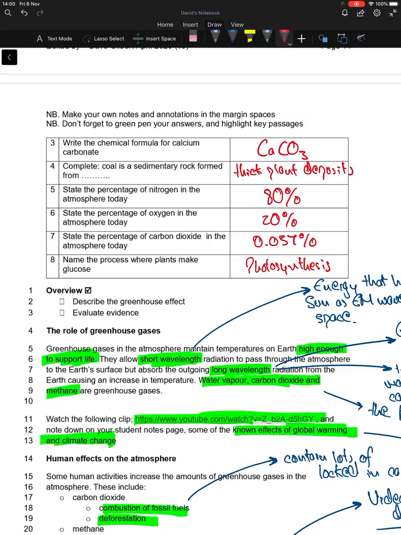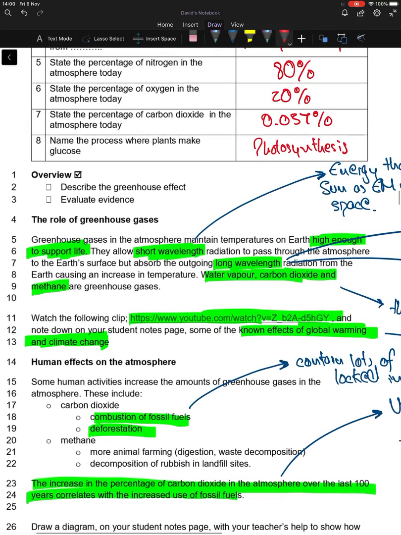So, if we just go through the text below to begin with, if we just read through it and add in a little bit of extra detail. So make the annotations that are in the video and obviously pause where required, make any notes or do any of the tasks as instructed. So as it says, the role of greenhouse gases. Greenhouse gases in the atmosphere maintain temperature on Earth high enough to support life. They allow short wavelength radiation to pass through the atmosphere to the Earth's surface, but absorb the outgoing long wavelength radiation from the Earth, causing an increase in temperature. So make sure you get that relationship, that greenhouse gases cause an increase in temperature.